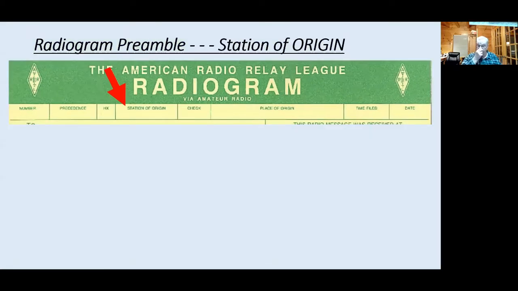Next, we have the station of origin. That's you. If, I don't know, if Nancy Pelosi asked you to send a message, you're the station of origin. Nancy Pelosi's location, Washington, D.C., may be here, but you are the station of origin.